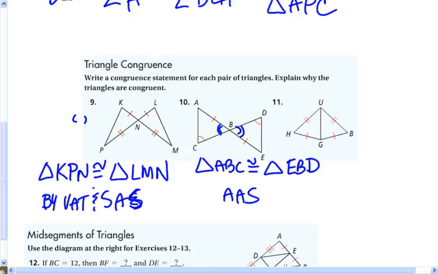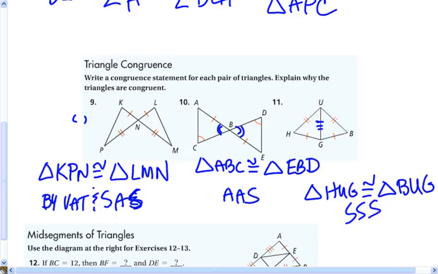And the last one, we would have by reflexive property, UG is congruent to UG. So we can say that triangle HUG is congruent to triangle BUG, and that is by the reflexive property and side, side, side.